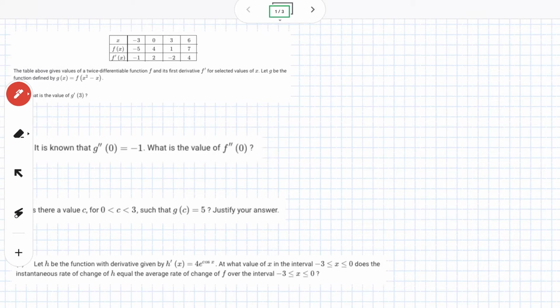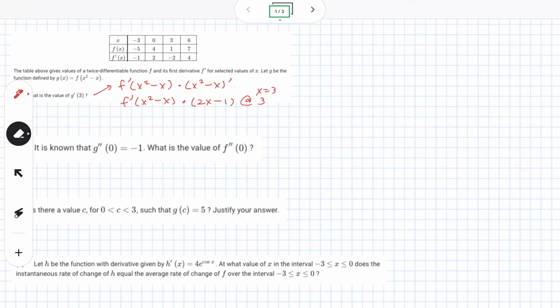Okay, so for this FRQ problem, calculator is allowed. So I'm curious where I would have to use a calculator, but I guess we'll find out. So g prime of 3 is f prime of x squared minus x times the derivative of x squared minus x, which is f prime of x squared minus x times 2x minus 1, evaluated at x equals 3.